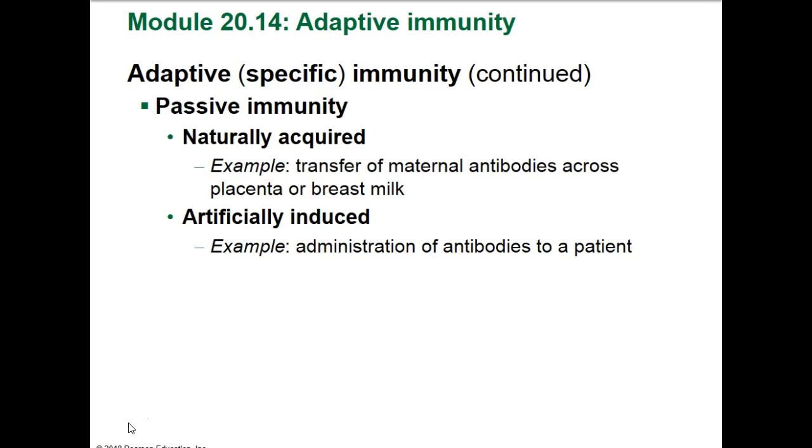Okay, now passive immunity, there's two types, naturally acquired and artificially induced. Passive immunity is when your body's not forming its own antibodies. This is when you're being given antibodies. And remember, an antibody is something that reacts against an antigen. Naturally acquired is when you get it from the mother through the placenta or breast milk. Artificially induced is when you're actually administered antibodies.